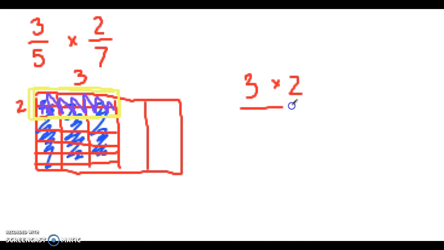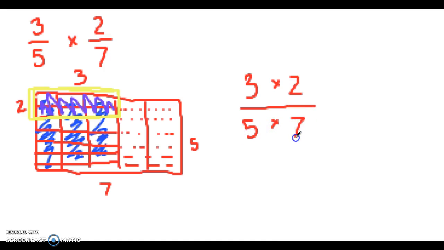And our whole, or our denominator, well, first we need to have our whole be equal, so we need to further our sections of 7. And so our whole is even throughout, which is 7 times 5. So our denominator, or our whole, is 5 times 7. And this is the pieces in our whole, so our total amount of our whole.